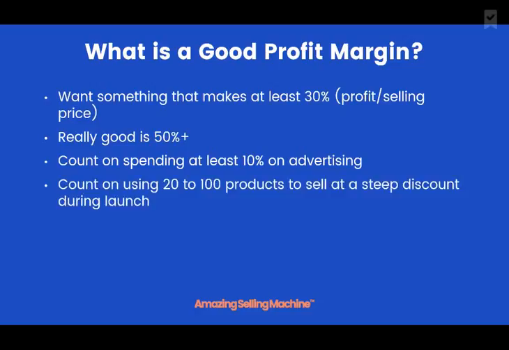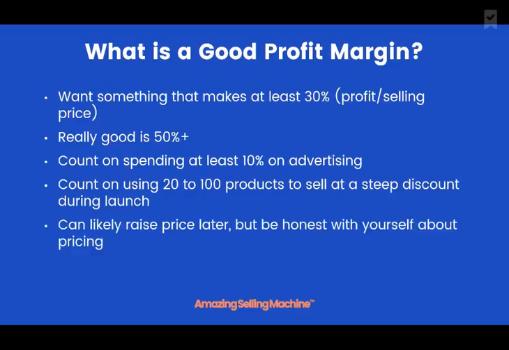Also, count on giving away at a steep discount some products during your initial product launch. It can be as few as 20 or as many as 100 to several hundred. It's completely up to you. Some people go very aggressive and give away hundreds and hundreds. Other people just give away a handful. Of course, the more competitive your niche is, the more products you might need to give away at a steep discount in order to start seeing some traction in the search rankings.